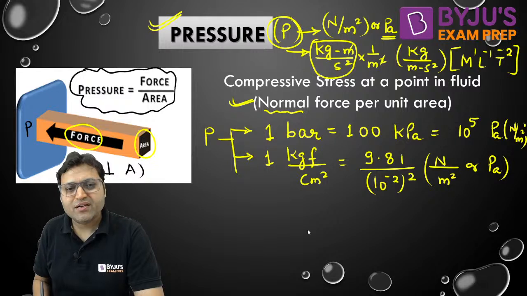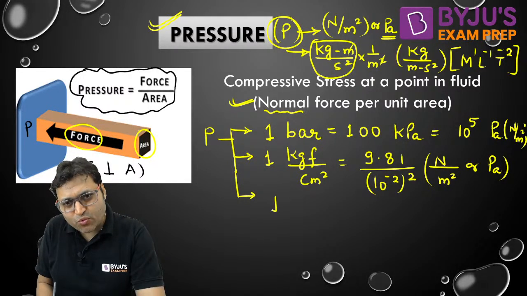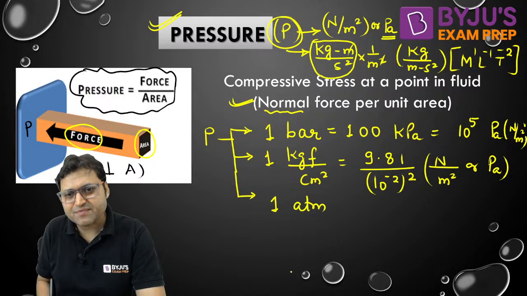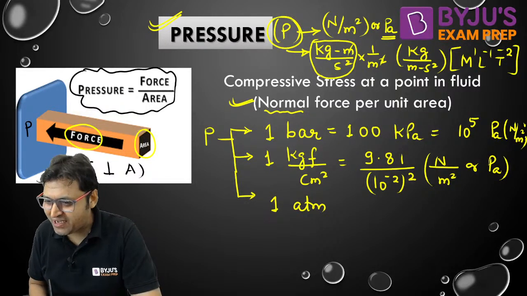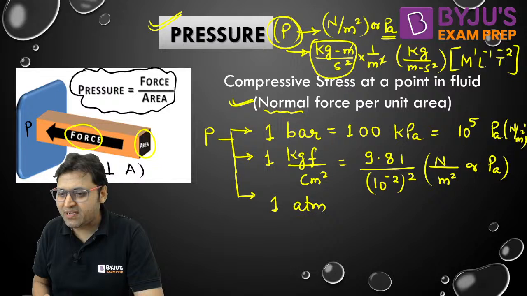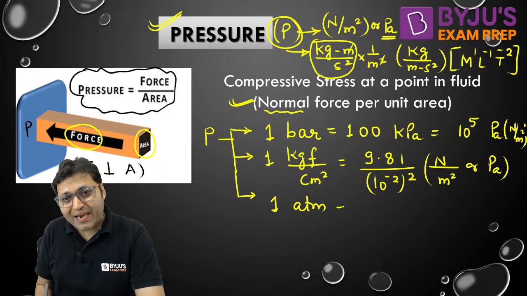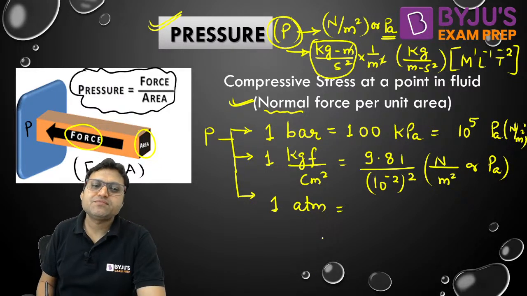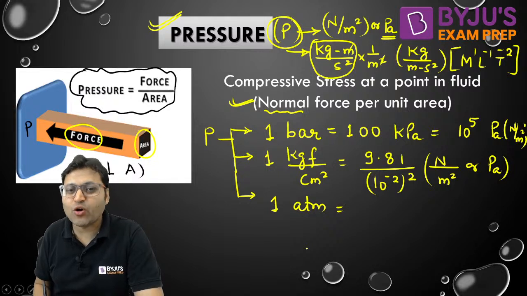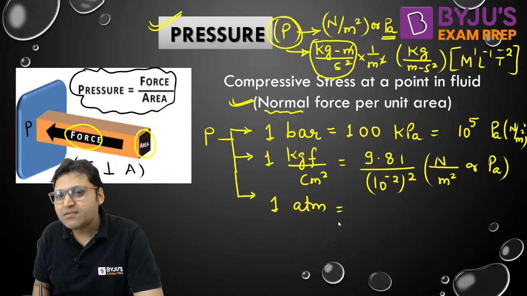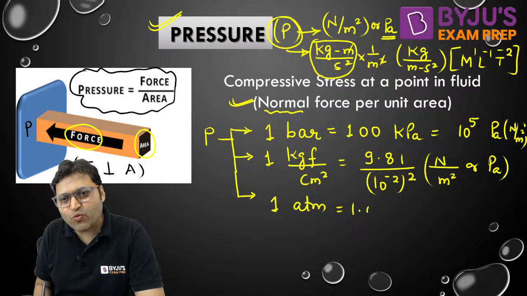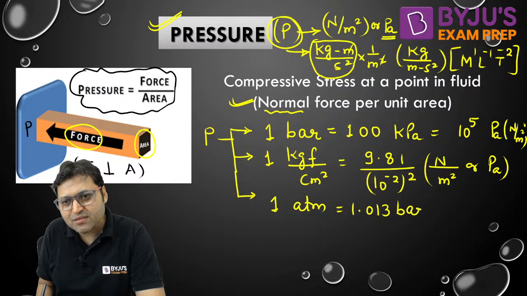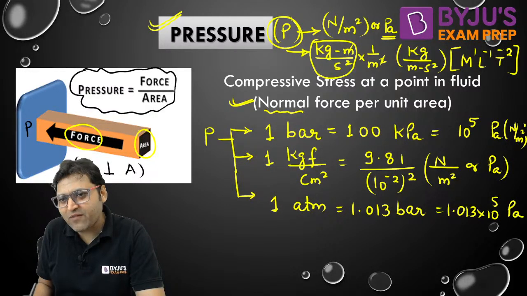This is another unit. One more unit we can use, 1 atm, atmospheres. Yes, Uday, well done. Trupti, good. Keep it up. So 1 atm is how many Pascal? Or how many kilopascal or how many bar? 1 atmosphere is equal to 1.013 bar, or we can say 1.013 into 10 to the power 5 Pascal.